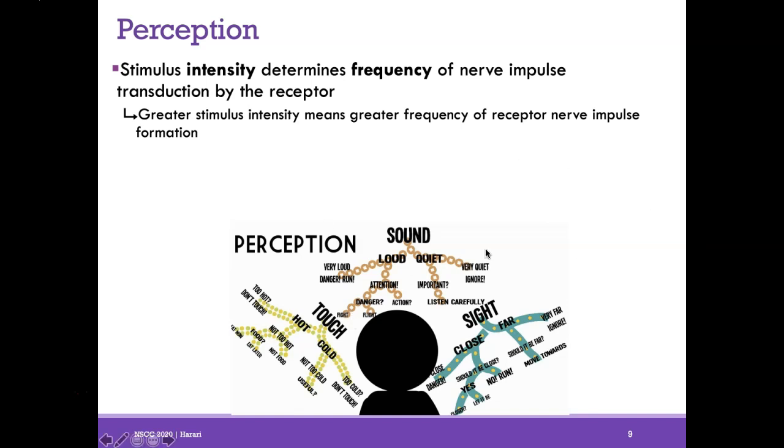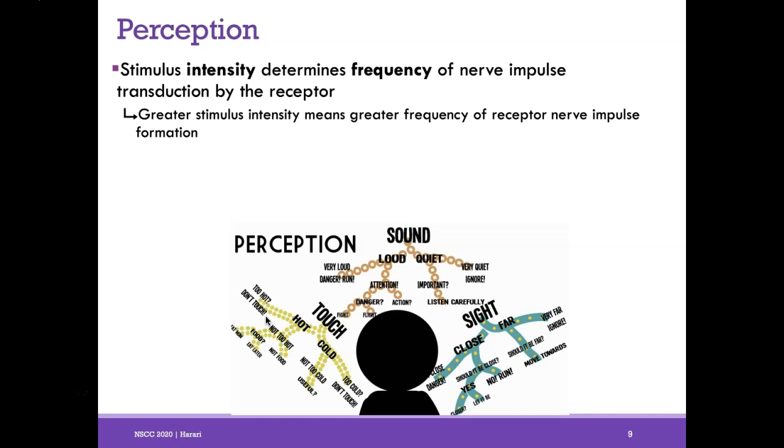So let's take sound as a modality. If it's a loud sound, that means that's a greater stimulus intensity. That means those receptors will be firing faster in your ear in response to a loud sound than in response to a quiet sound. For touch, that's a different modality. If it's very, very hot, your thermoreceptors are going to fire faster than if it's just warm. So again, some of these are kind of obvious, but receptors transmit all these kinds of information, right?